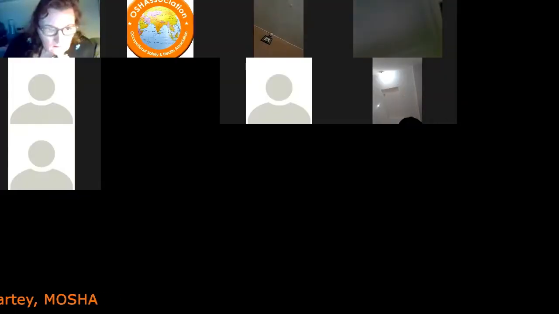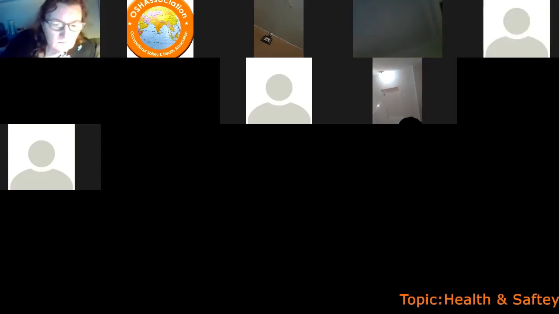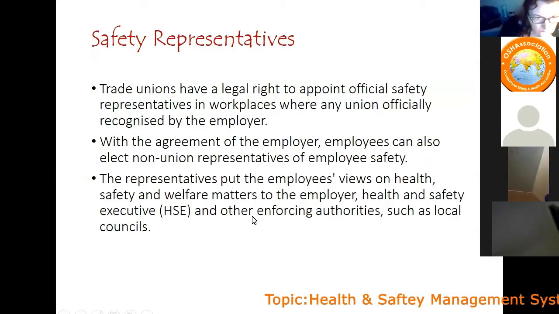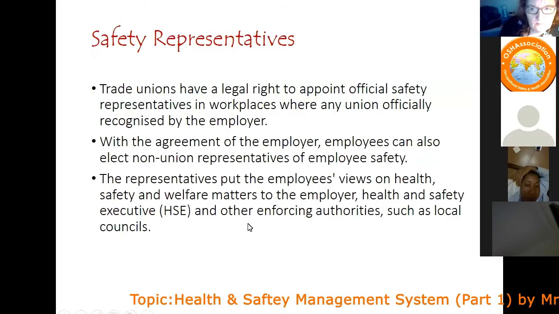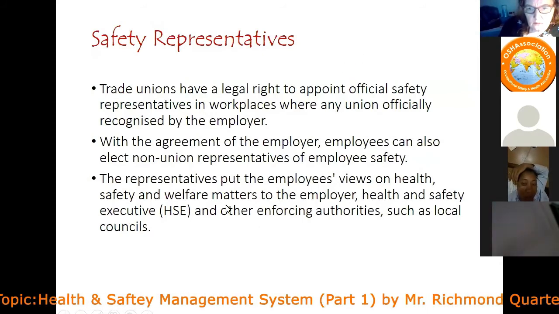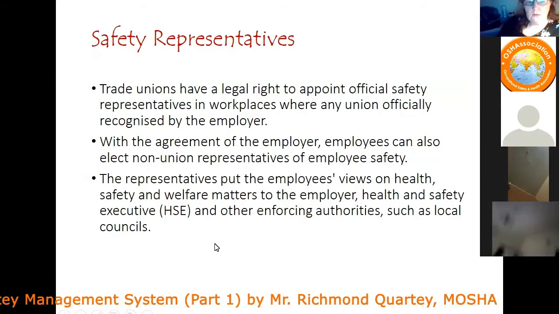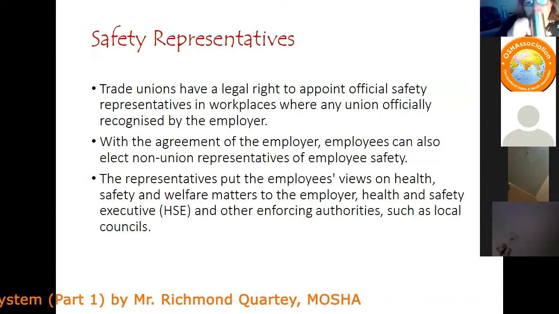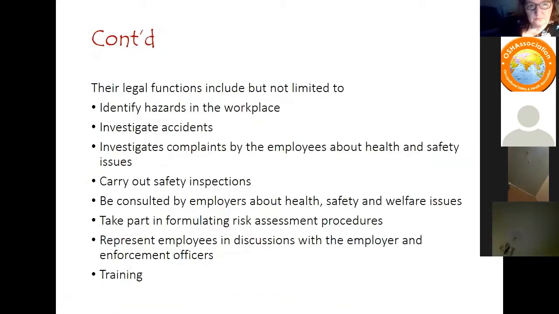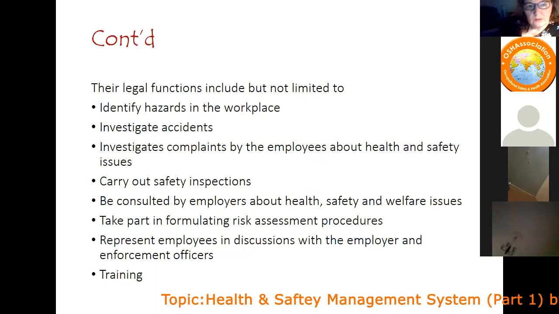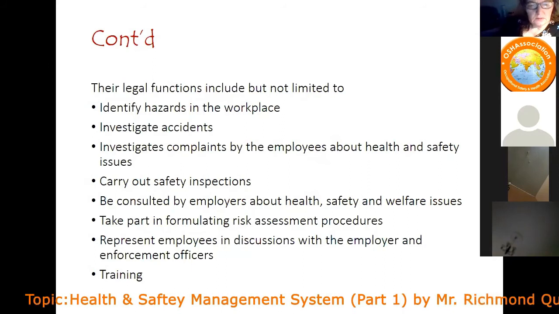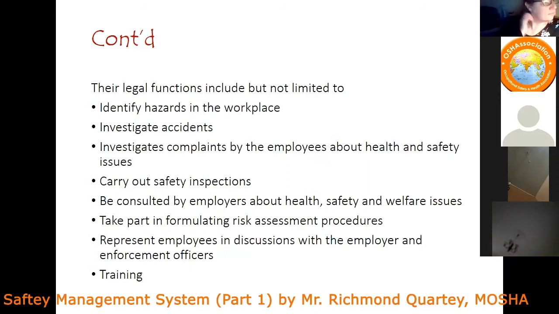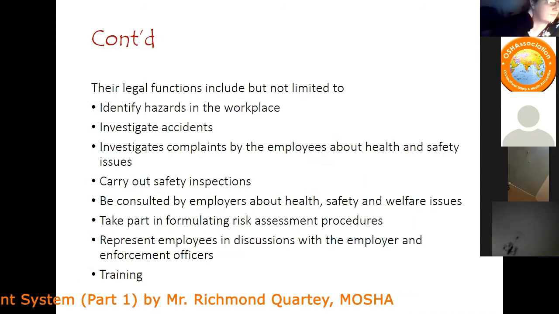So at this point, these are the areas, levels of compliances and levels of responsibilities you need to put in place to make sure that things are in order and to make sure that everybody knows their responsibility, everybody knows what to do, when to do it, how to do it, and where to deploy such issues. At this point, also, the legal functions include but are not limited to identifying the hazard in the workplace, investigating accidents, investigating complaints and all that, carrying out safety inspections, being consulted by employers about health and safety and welfare of employees and all that, taking part in formulating risk assessment procedure.